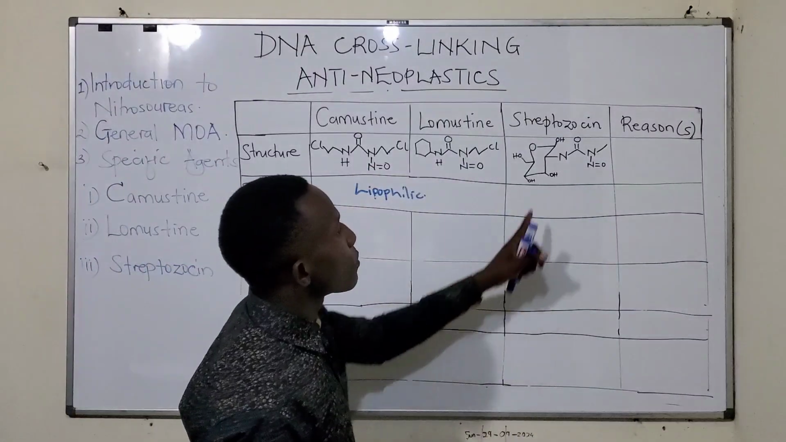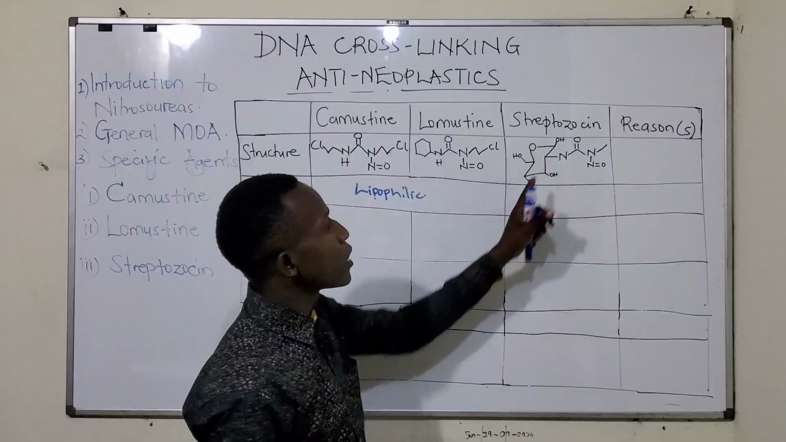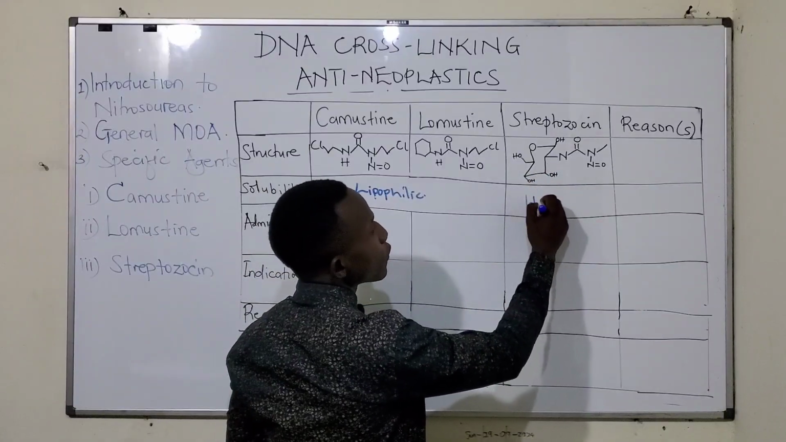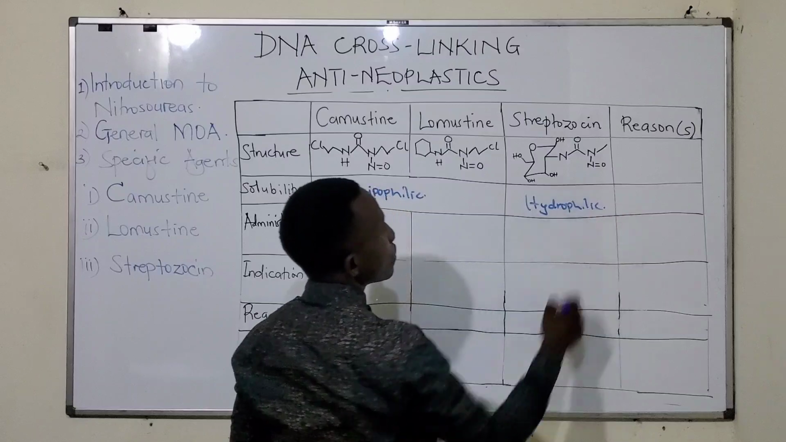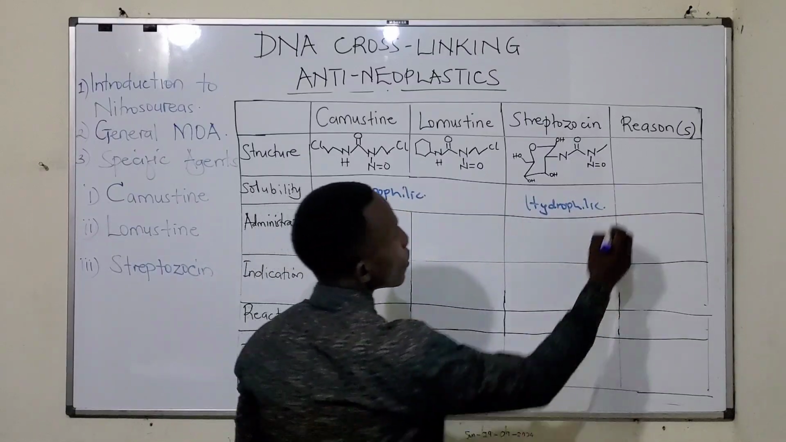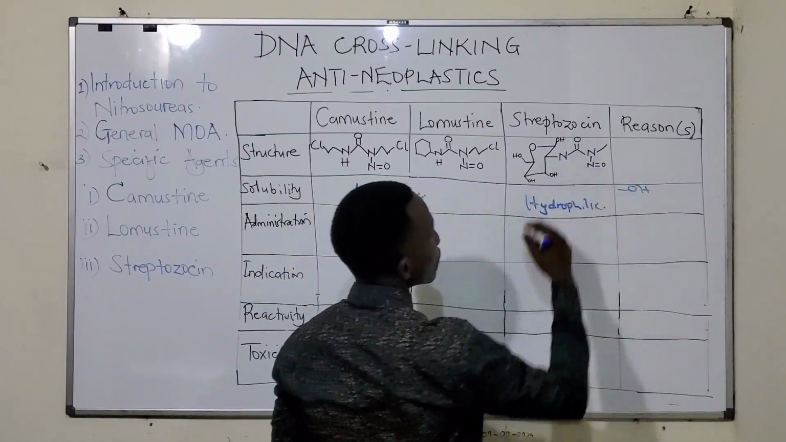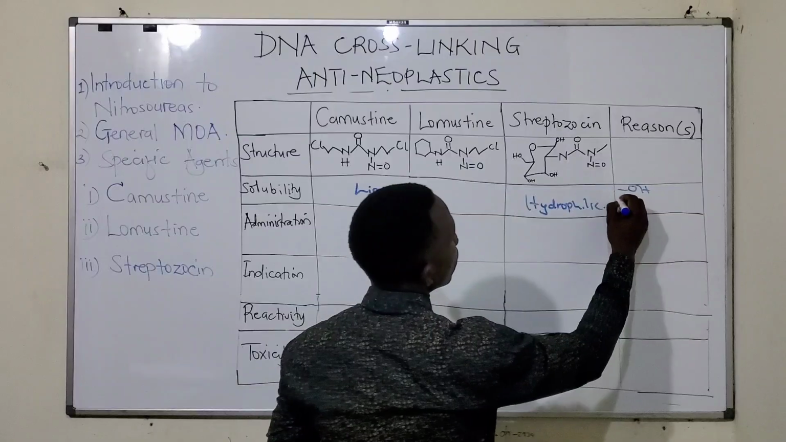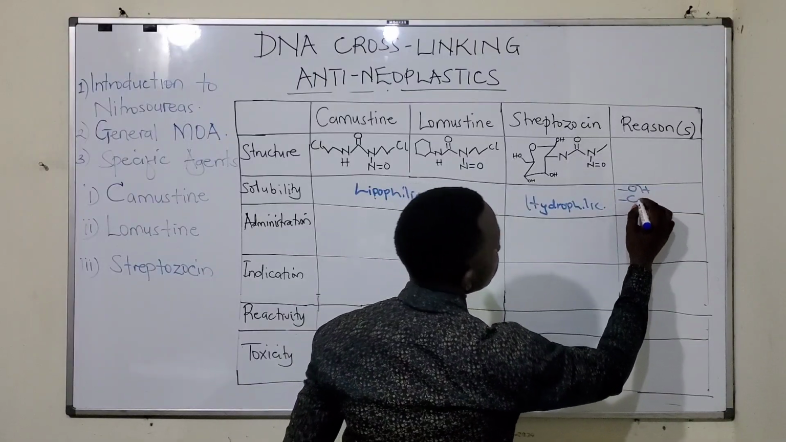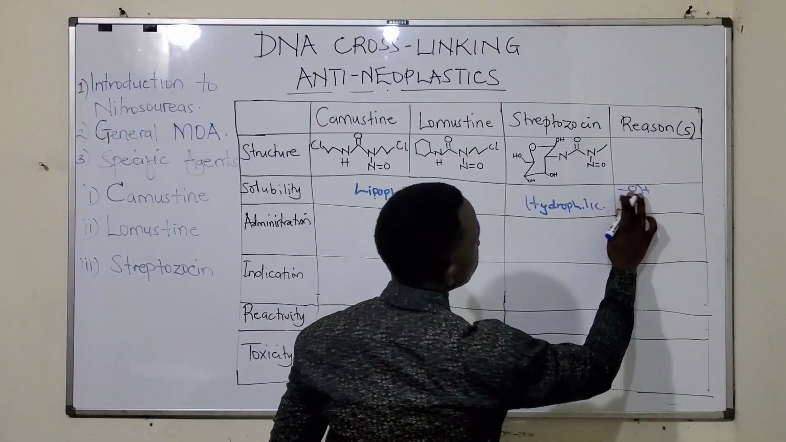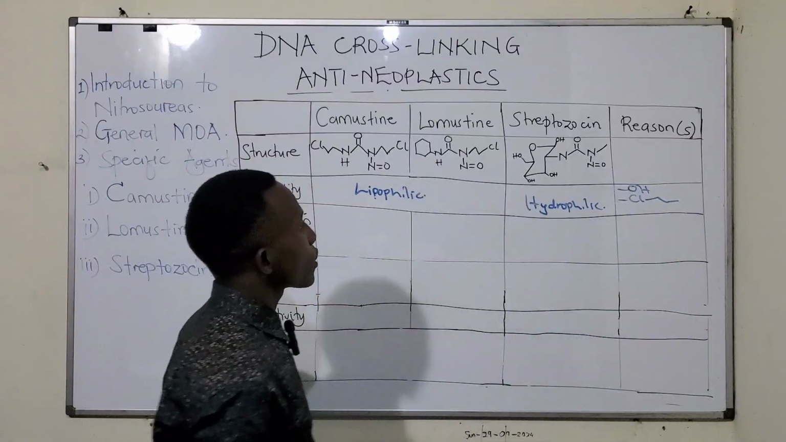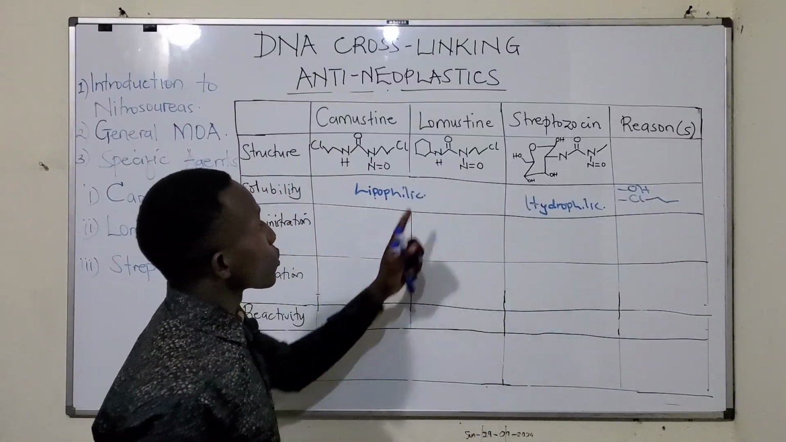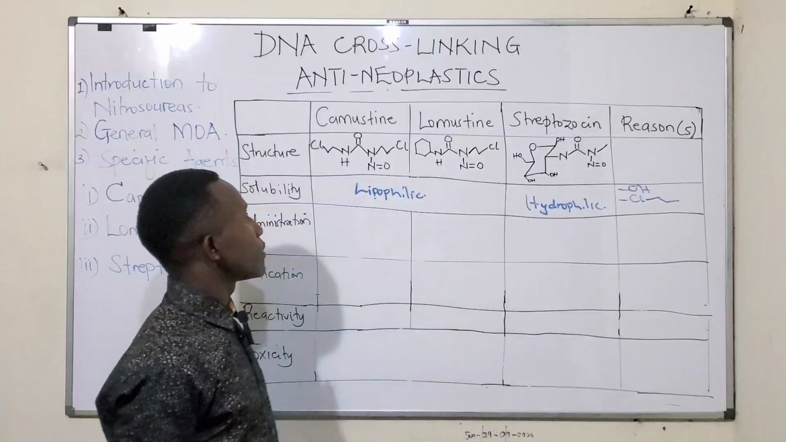This one, because of the presence of the OH groups, this sugar, is hydrophilic. Of course, those are the reasons we talk about the OH groups of the sugar. Then we talk about the chloroethyl group. That chloroethyl group. Also, we talk about the cyclohexane.